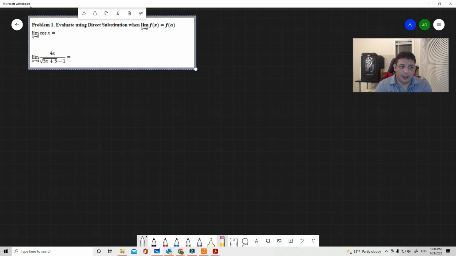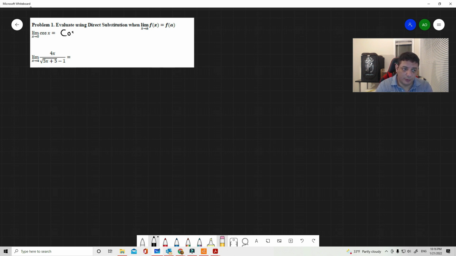In this case, cosine of x is a continuous function. So this is going to be cosine of 0, which is just f of 0, and in this case that's 1. So that's the result we're solving here.